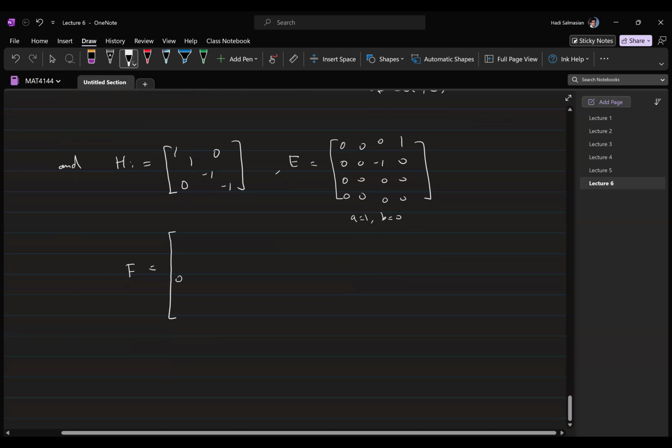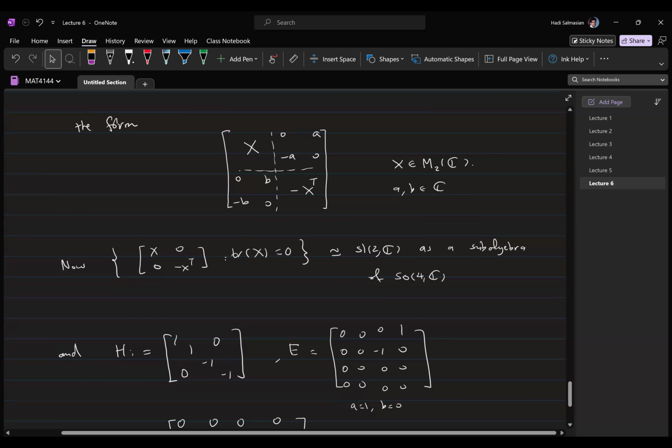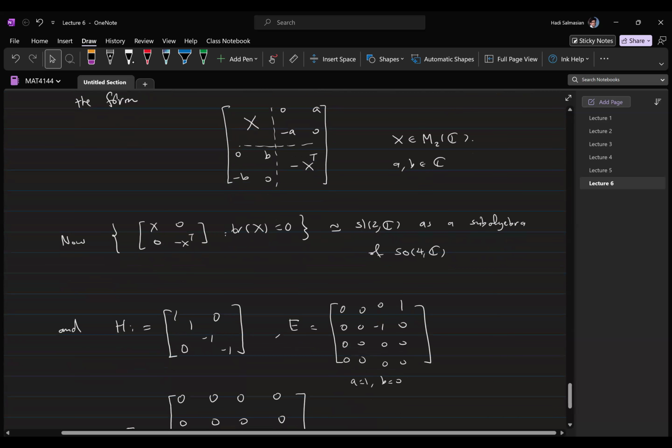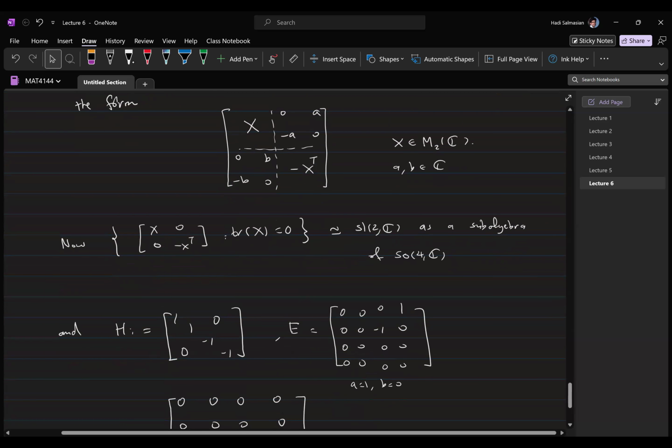So I get a 0, 1, minus 1, 0, 0, 0, 0, 0, 0. Okay, so I have these three matrices which are contained in SO4C with this realization. And those three matrices also span an SL2C. And it's not difficult to see that this SL2C and the other SL2C commute.